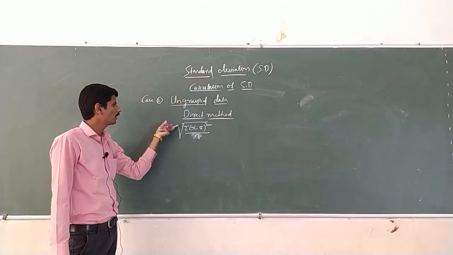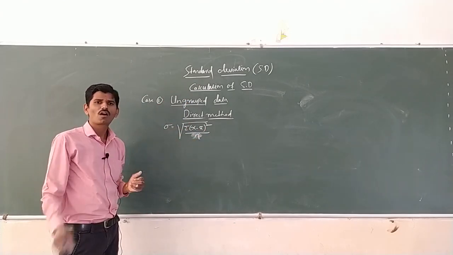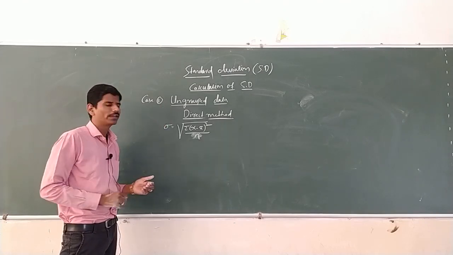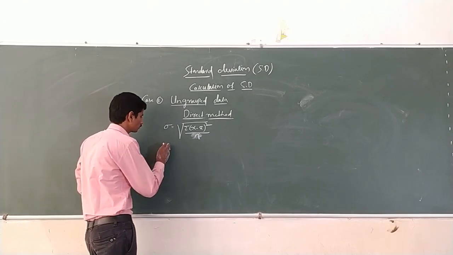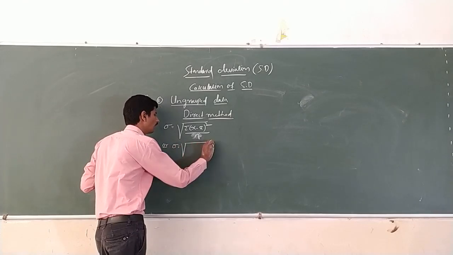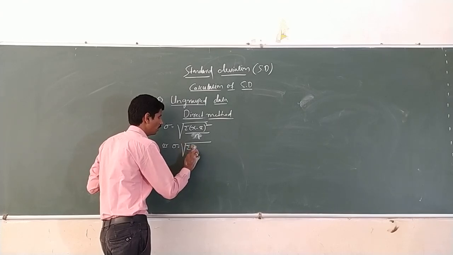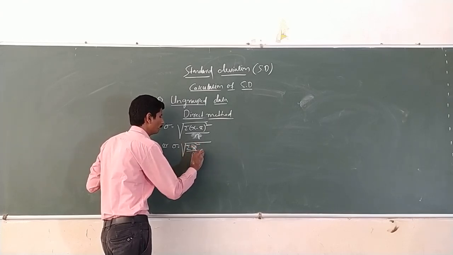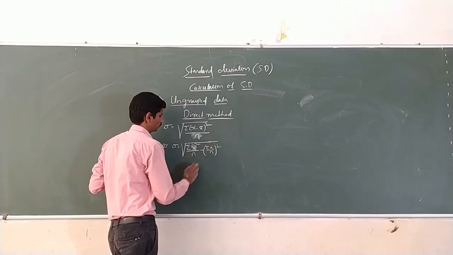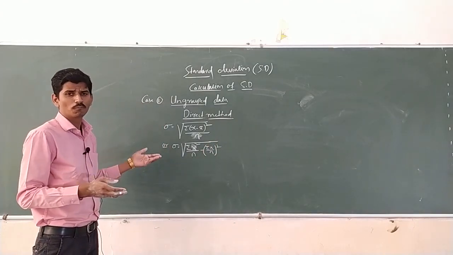Here sigma equals the square root of the sum of (x minus x bar) whole square by small n. Here small n indicates the number of observations. Capital N is the sum of frequencies. Or another formula: sigma equals the square root of sum of x square by n minus (sum of x by n) whole square. That is the first one or the second one.